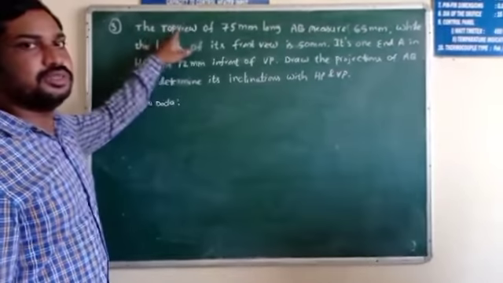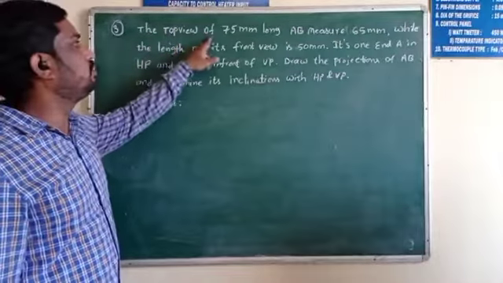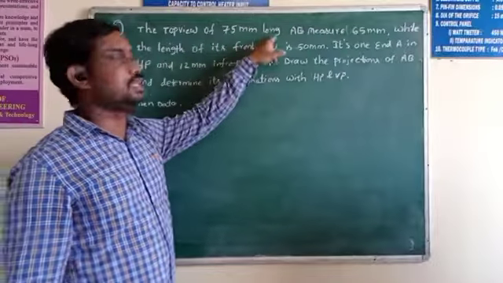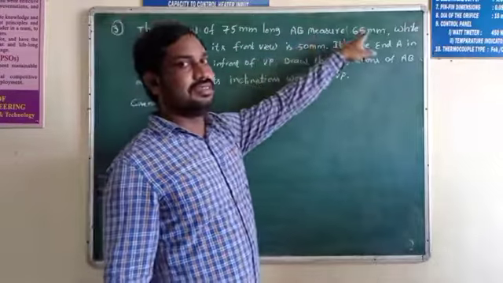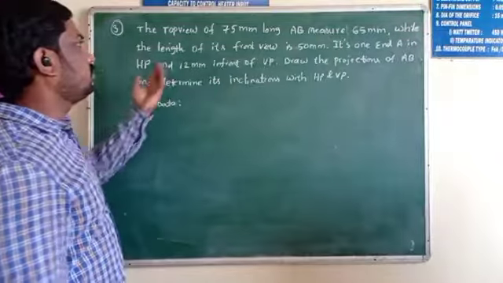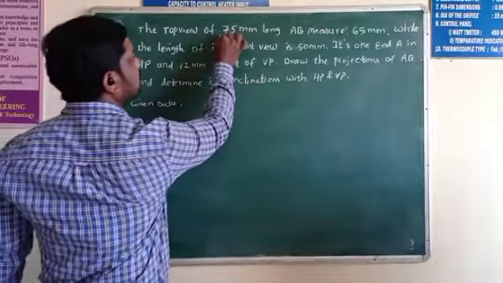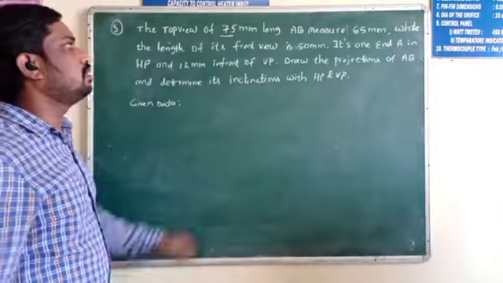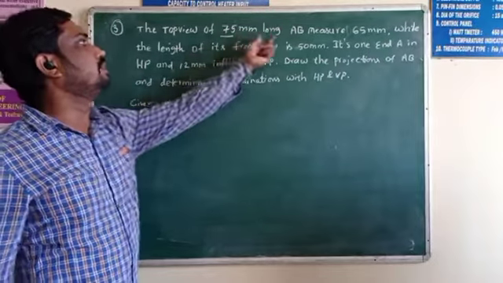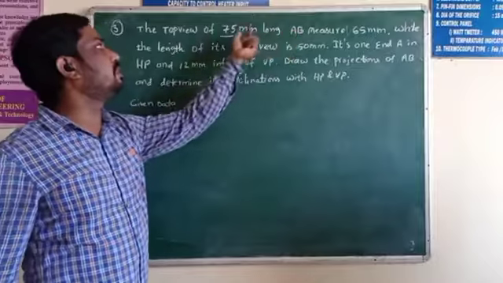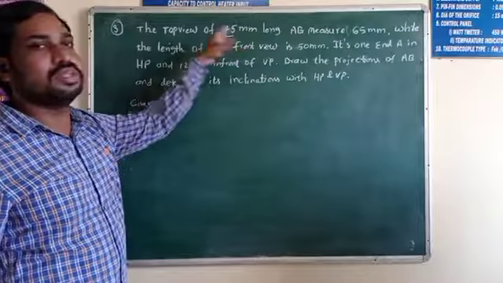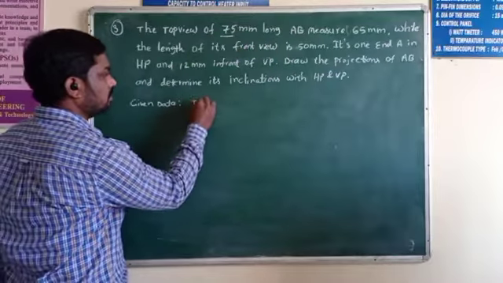The top view of a 75 mm long line AB measures 65 mm. So what is this data from this problem? It is the length. It is the given true length. The long AB is measured, so the true length equals 75 mm.